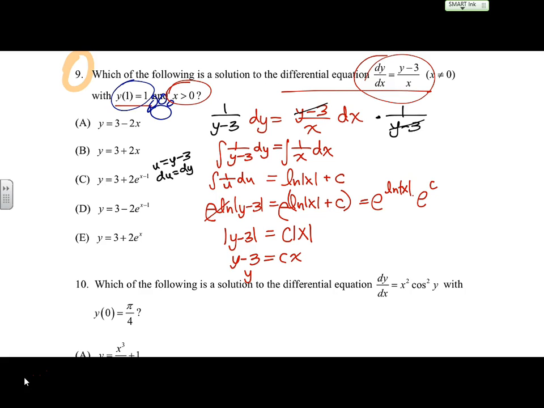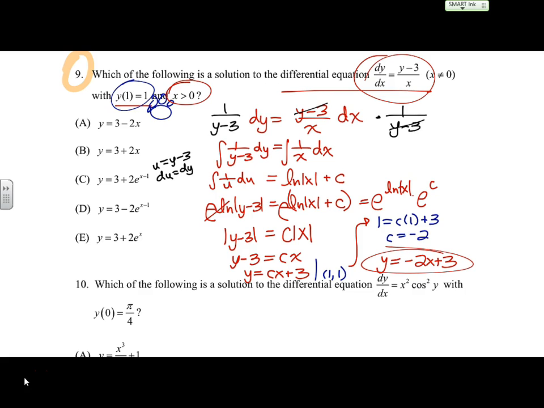Speaking of depending on the situation, let's get y by itself and plug in this situation, which would be, let's see, add 3 to the other side. Okay, it's time to plug in and find that c. We're almost done. We have the point (1, 1). Plugging in gives us 1 equals c times 1 plus 3. Long story short, c equals -2. Subtract the 3.